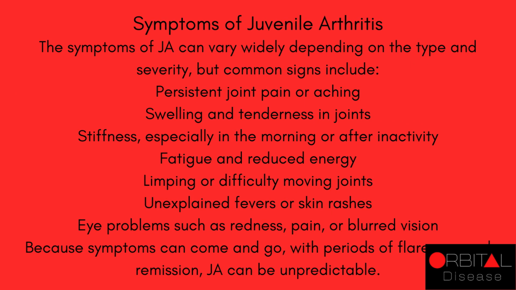Symptoms of juvenile arthritis. The symptoms of JA can vary widely depending on the type and severity, but common signs include persistent joint pain or aching, swelling and tenderness in joints, stiffness, especially in the morning or after inactivity, fatigue and reduced energy, limping or difficulty moving joints, unexplained fevers or skin rashes, eye problems such as redness, pain, or blurred vision. Because symptoms can come and go, with periods of flare-ups and remission, JA can be unpredictable.